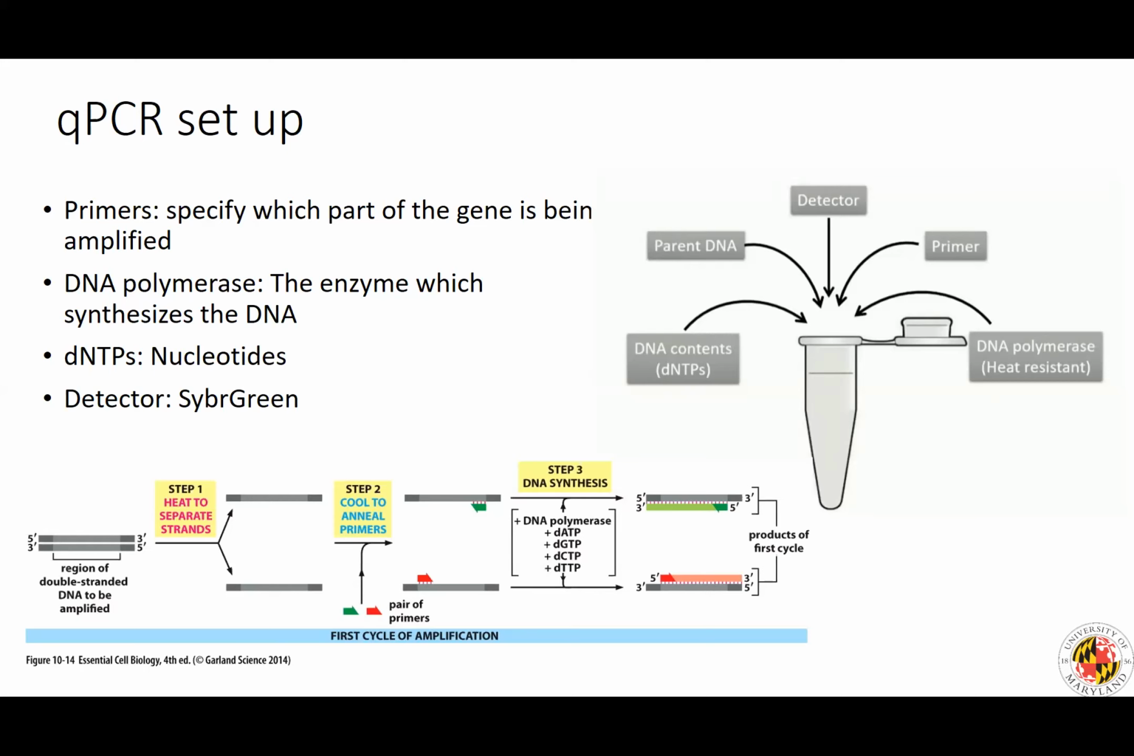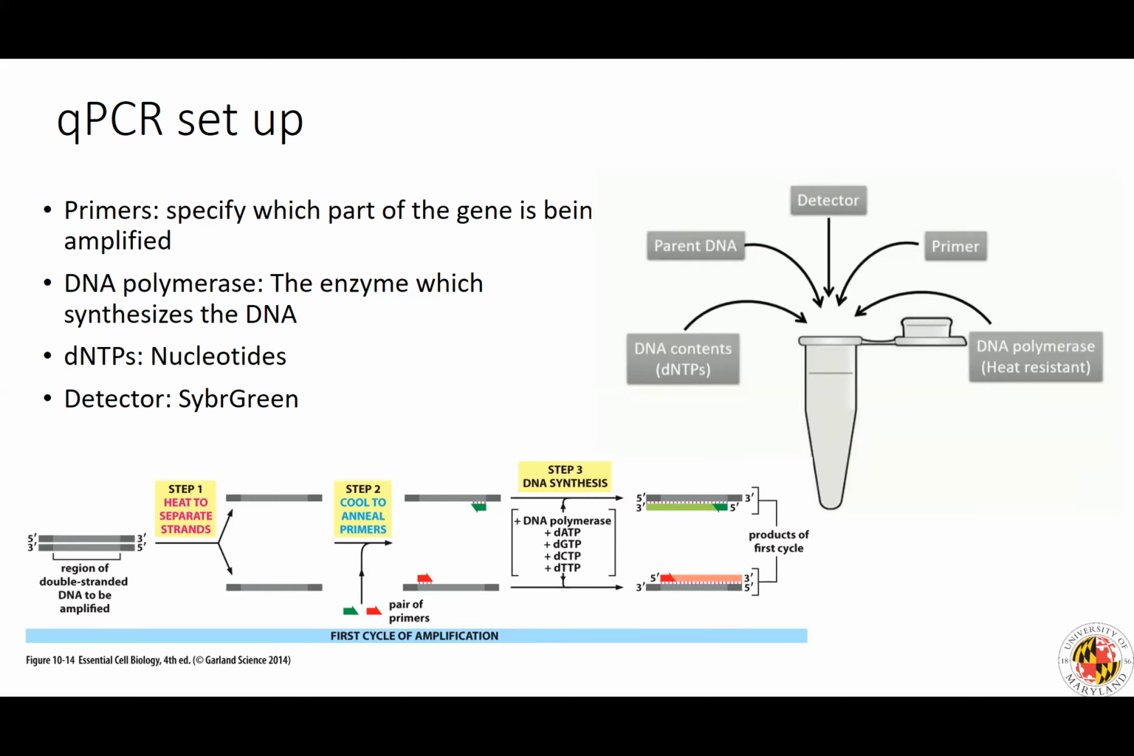Exactly. Yes, perfect. You're gonna need the DNA polymerase, which is basically the enzyme that synthesizes the DNA. And then you also need the nucleotides, these base pairs that the DNA polymerase is gonna use to synthesize the DNA. You're gonna need the parent DNA, the target DNA that you're looking for, and the main difference between a PCR and a qPCR here is the detector. You're going to use a detector when you're doing a qPCR.